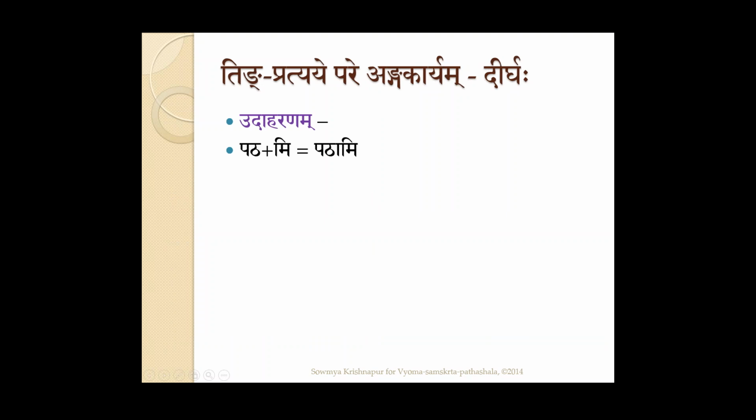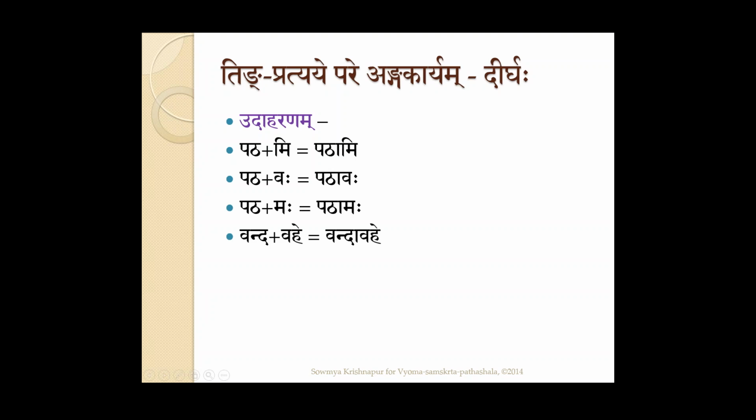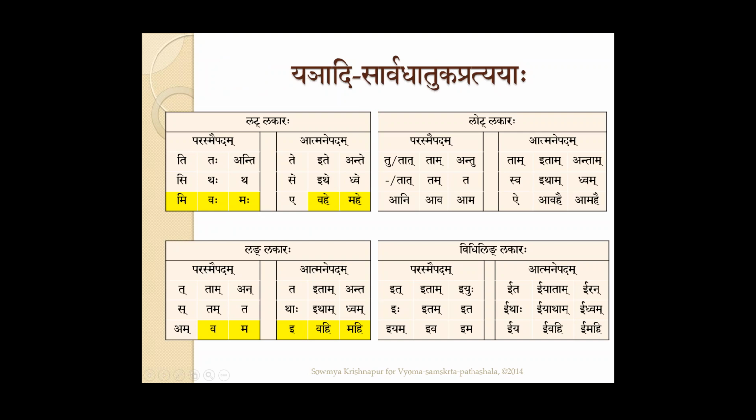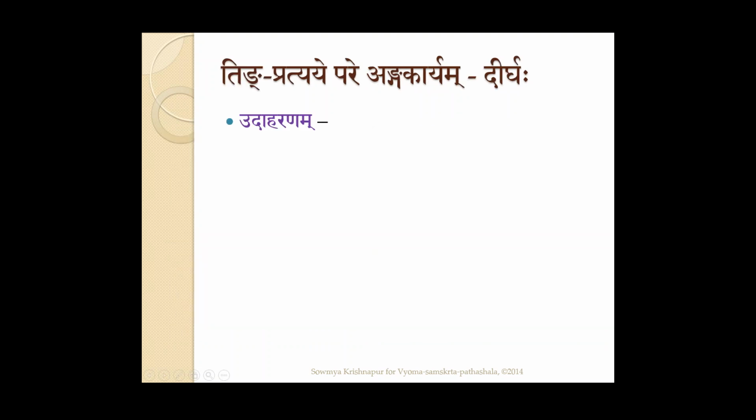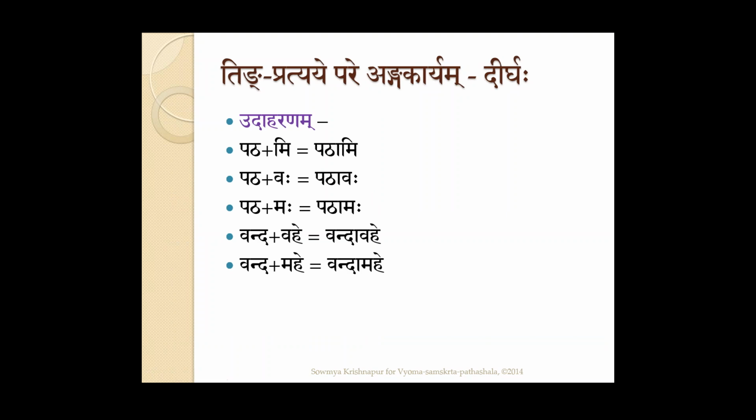Patha mi. अस्ति पठ इति अदन्तम् अङ्गम्, मि इति यञादि सार्वधातुकम्. सो अङ्गस्य दीर्घः. सो पठामि. पठ मि becomes पठामि. पठवः पठावः, पठमः पठामः. वन्दवहे वन्दावहे, वन्दमहे वन्दामहे. सो सर्वत्र एषु परेषु पठामि पठावः पठामः. लोट् लकारे अपि, लङ् लकारे अपि अपठाव अपठाम. आत्मनेपदे वन्दावहे वन्दामहे, अवन्दावहि अवन्दामहि. सर्वेषु यञादि सार्वधातुक प्रत्ययेषु परेषु अतो दीर्घो यञि इत्यनेन दीर्घः भवति. So this is the single angakarya which applies if the anga is adanta. यदि ह्रस्वाकारान्तम् अङ्गम् तर्हि एतदेकमेव अङ्गकार्यं भवति.